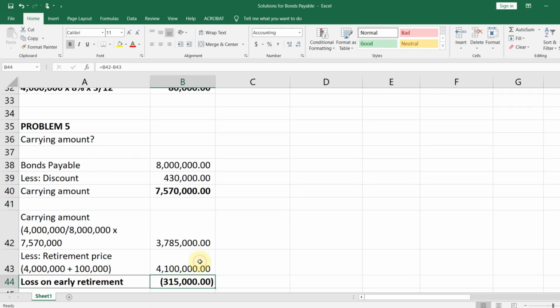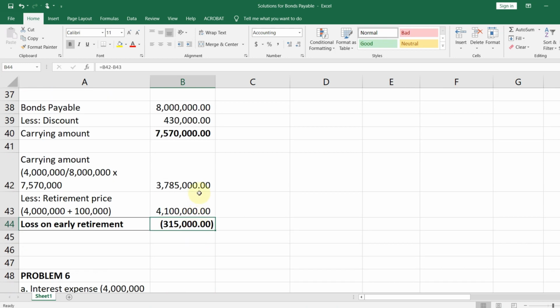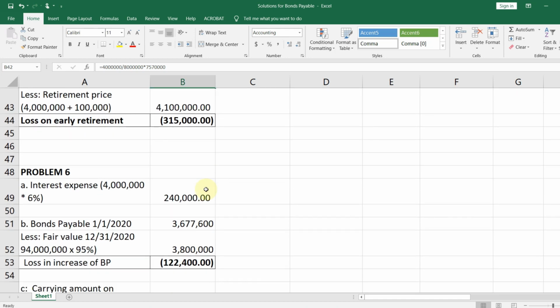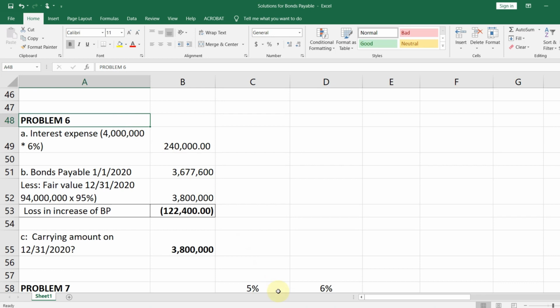Okay? Kasi, ang value niya talaga is at 3,785 lang. Pero, nung ni-retire, 4,100 siya. Okay? Bakit siya ma'am naging loss? Kasi, kumbaga, ito yung binayad mo. Bayad utang. Okay? So, nung nagbayad utang ka, sa halip na 3,785 lang, 4,100 yung binayad mo. Okay? So, loss on early retirement. Okay? So, yan.